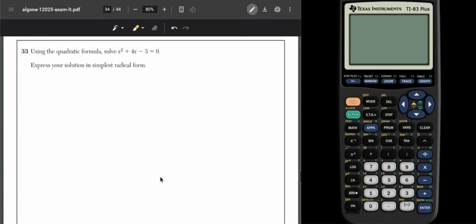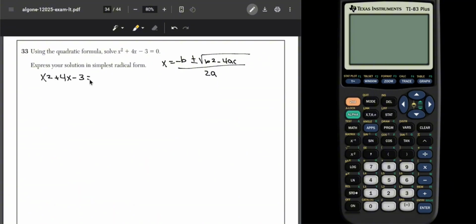Question 33 says, using the quadratic formula solve x squared plus 4x minus 3 equals 0. Express your answer in simplest radical form. So we'll get on to that. Using your quadratic formula, it is on your reference sheet. Your quadratic formula is x equals negative b plus or minus the square root of b squared minus 4ac all over 2a.